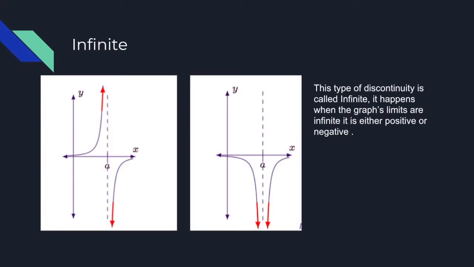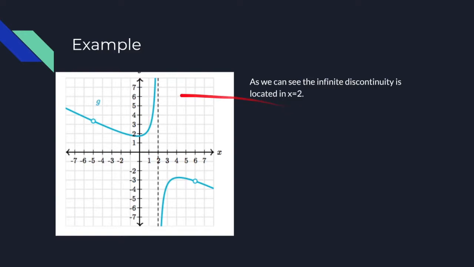Infinite. This type of discontinuity is called infinite. It happens when the graph limits are infinite, either positive or negative. What do I mean by that? Like here, we're drawing the graph and it is not going to touch the asymptote value, so it's always going up without touching. Like here, down, then up without stopping. Here, it's coming up from infinity, going back to infinity.